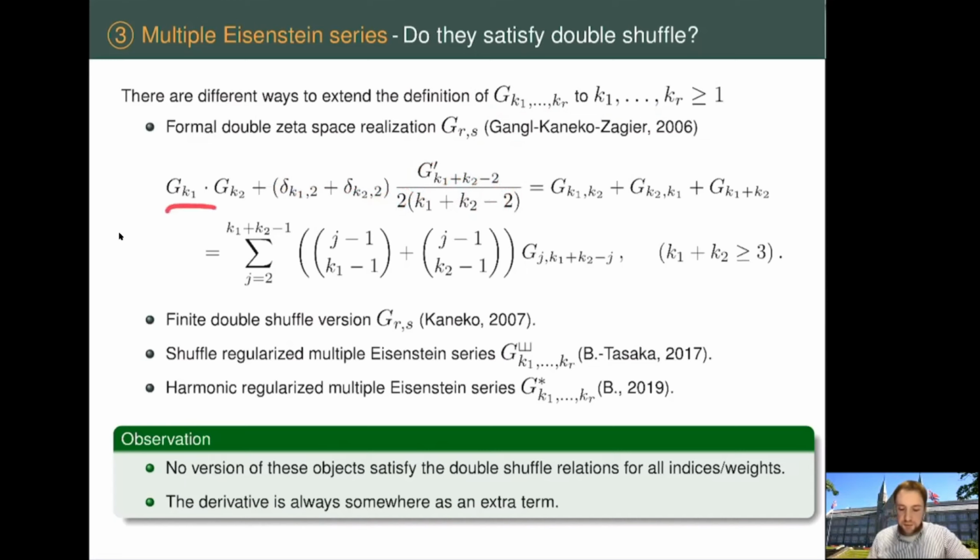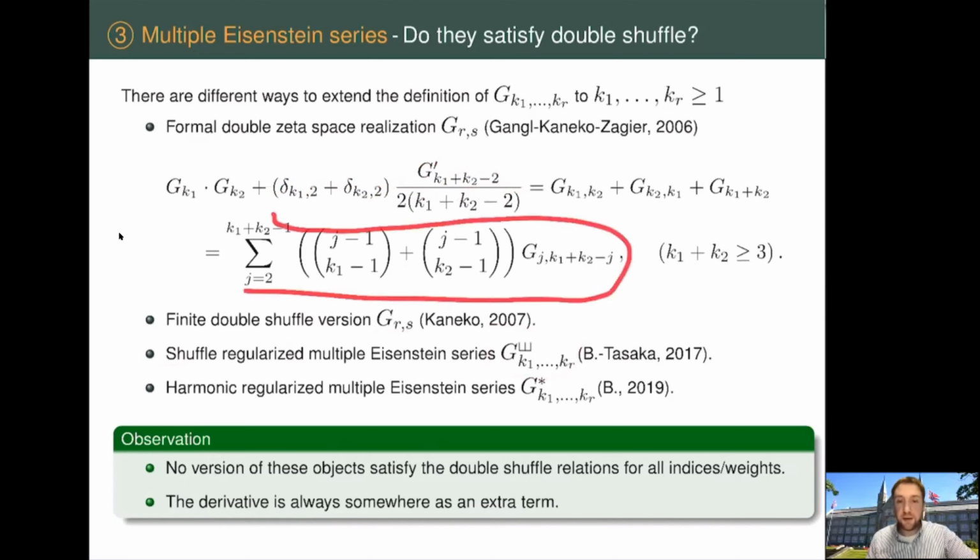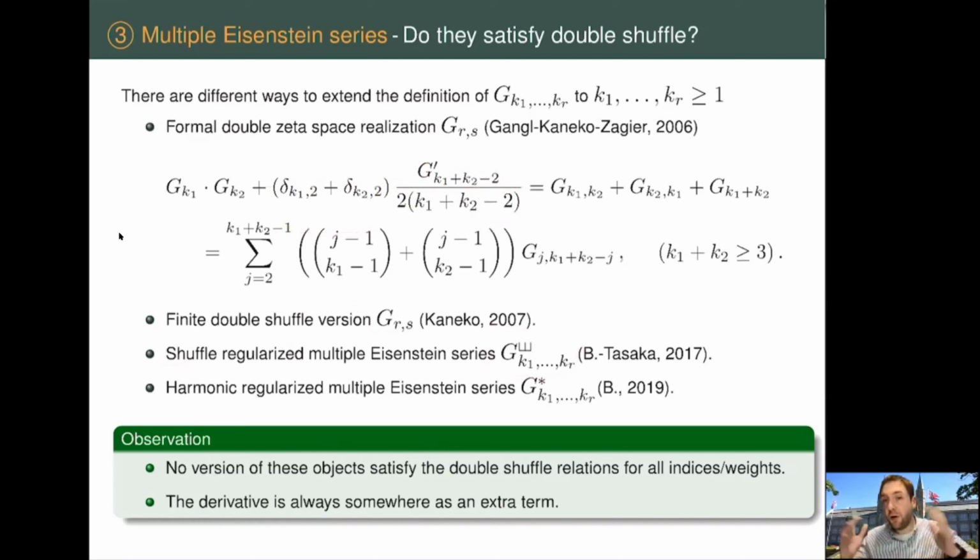So they showed that this can be done for this double Eisenstein series. And then there's also a slight modification of this by Kaneko, which doesn't involve this term, but then this formula just holds for admissible indices. And there's also an extension, which we call the shuffle regularized multiple Eisenstein series, which basically always satisfy this shuffle product in all depths.